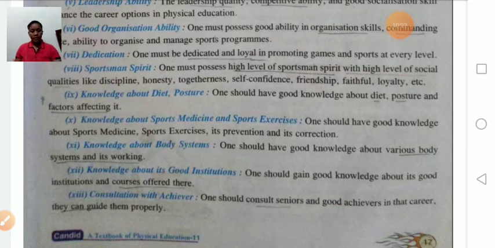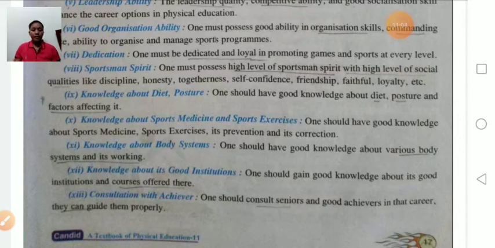Knowledge about body systems. You should have knowledge about various body systems and their working, how our body functions, what are its effects when we do physical activity, etc. Knowledge about the respiratory system, circulatory system, etc., their functioning and effect when we do a physical activity. Knowledge about good institutions, and the courses available there.